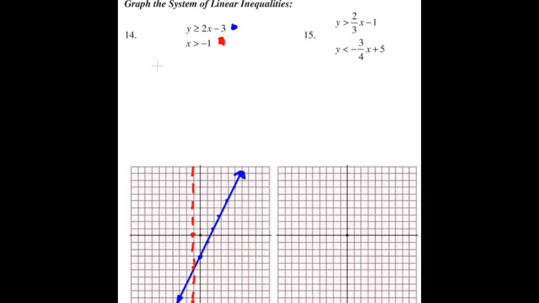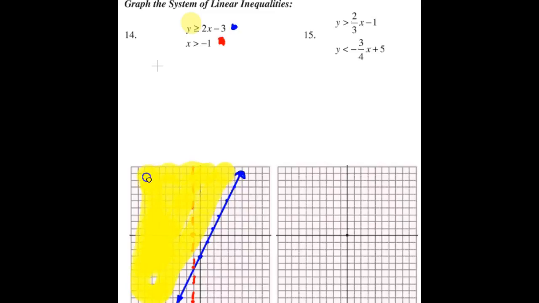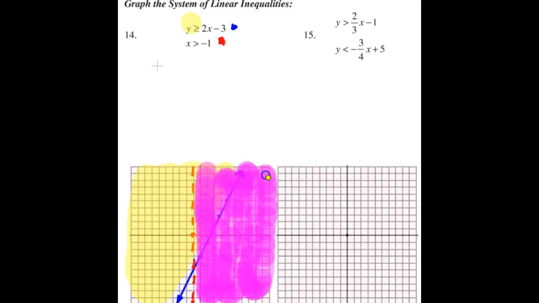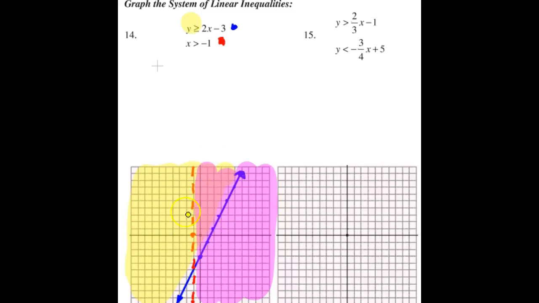Alright, now you're going to need to do a little bit of erasing when you're doing this. So first I want to shade everything that is above, greater than the blue line. Everything above the blue line would be all of this. Okay. And then I want to see where that overlaps with everything that is greater than -1. So that would be to the right, all of this.